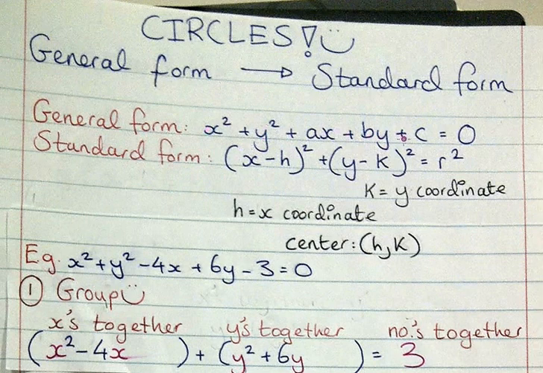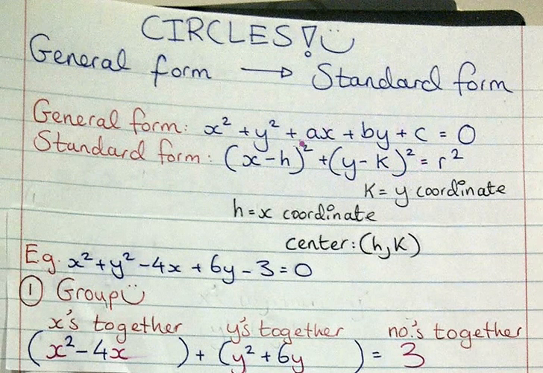There are no brackets. And in the standard form equation, the x is with the x coordinate of the center point. See, so the center point is (h, k). So h is the x coordinate and k is the y coordinate. So h, which is the x coordinate, is with the x, and the k is with the y coordinate.